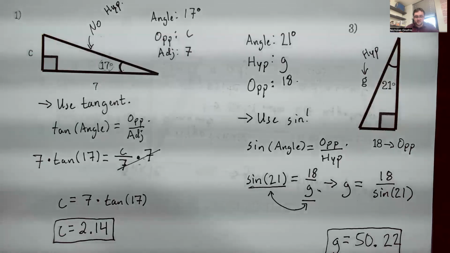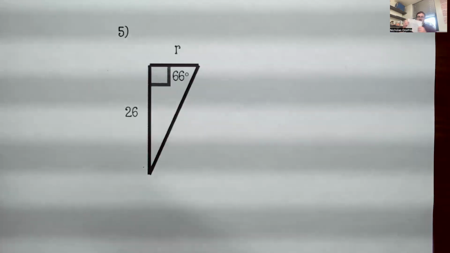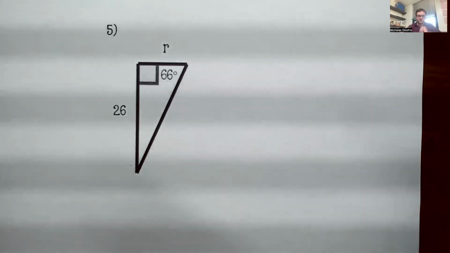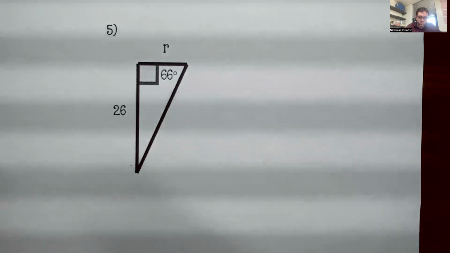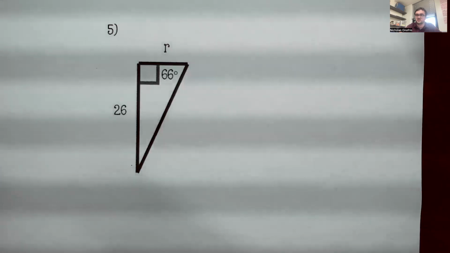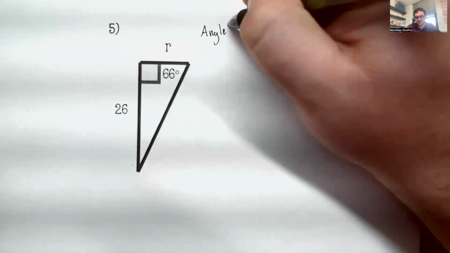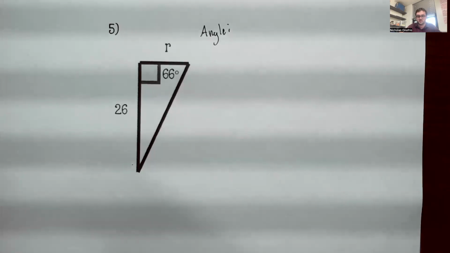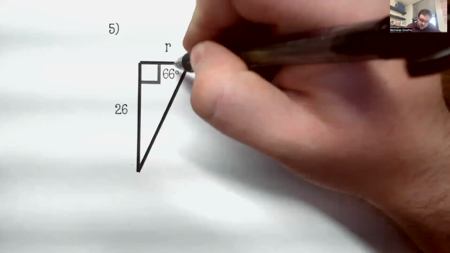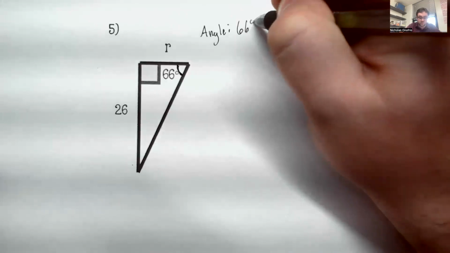Okay. Let's move on to our last example for today. Our last example is example number 5. Looking at number 5, we are given an angle and we're given 2 sides. What would our angle be for number 5? Take a second and write it on your paper. If you said that our angle was 66 degrees, great job.